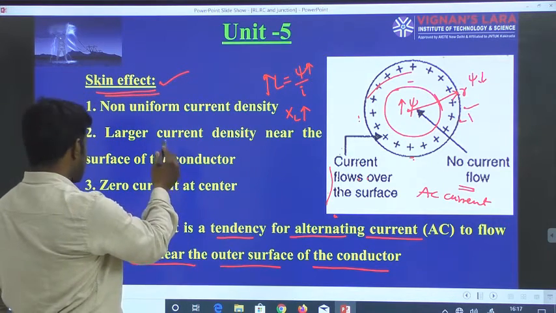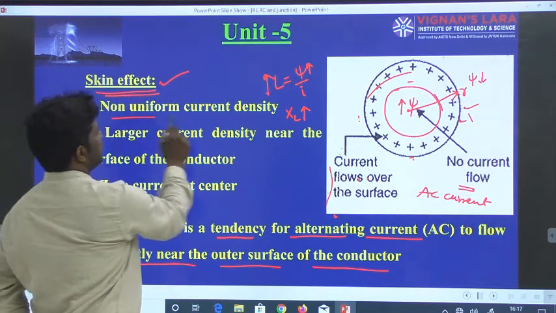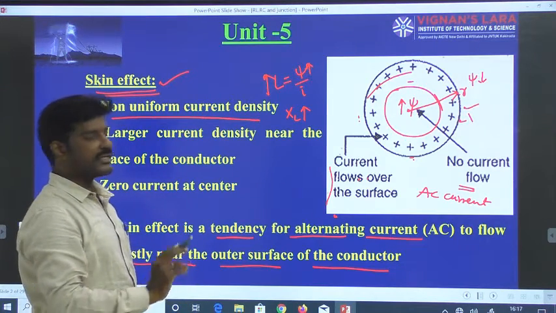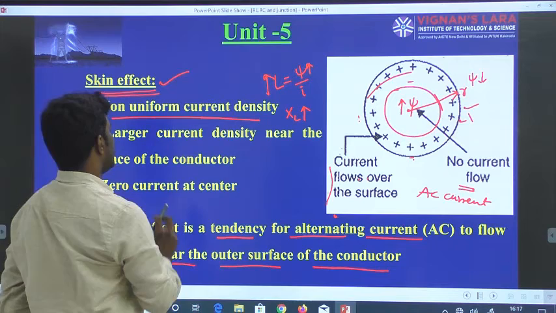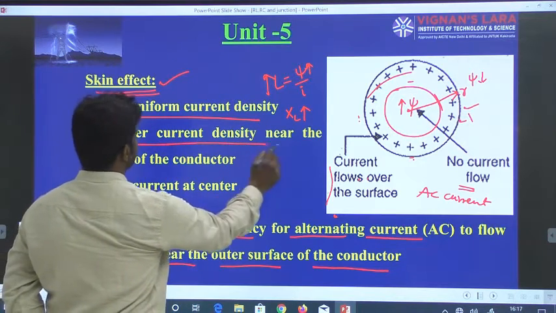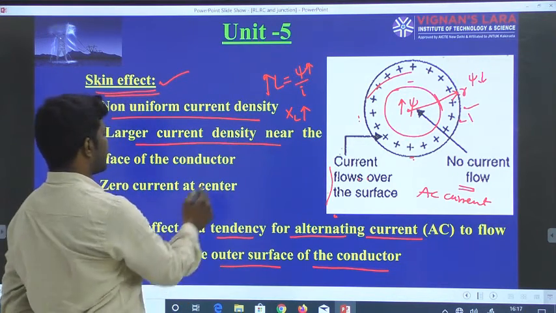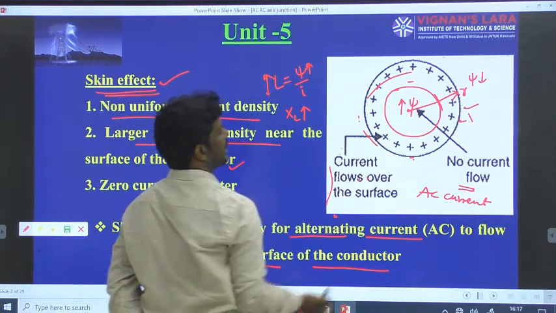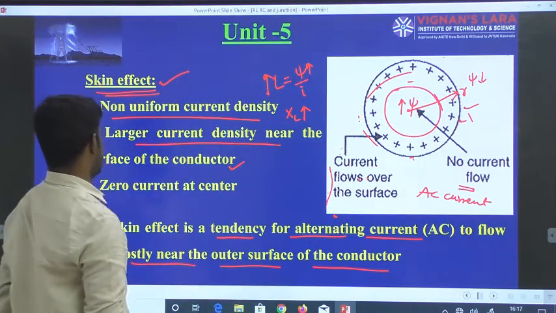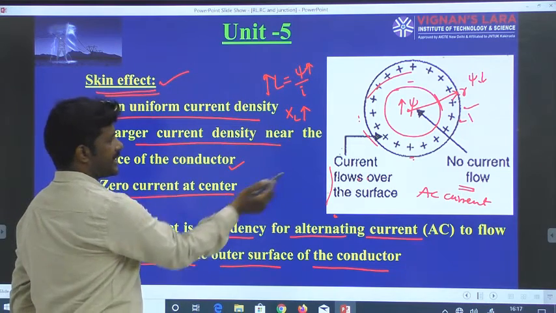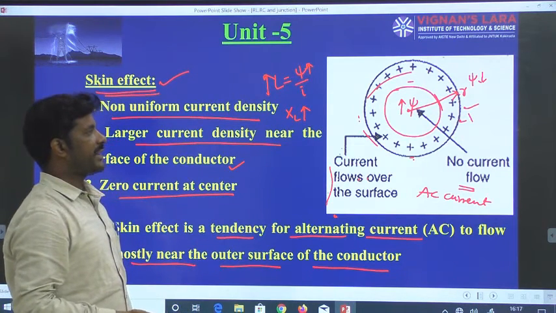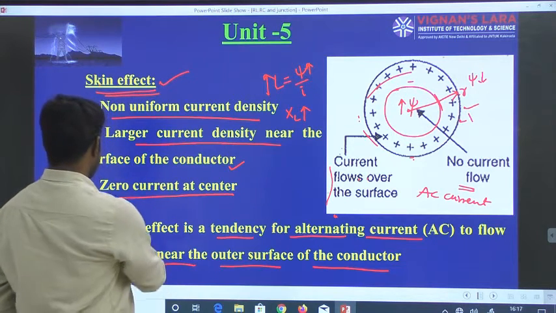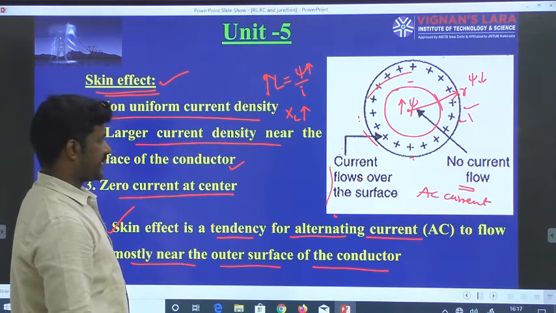If you check the salient points, the skin effect is nothing but a non-uniform current density throughout its cross-sectional area. So a larger current density near the surface of the conductor happens. That is why the entire current is accumulated at the surface. Zero current is observed at the center. In our explanation, we came to know the reason for zero current at the center. And this is the definition of the skin effect.